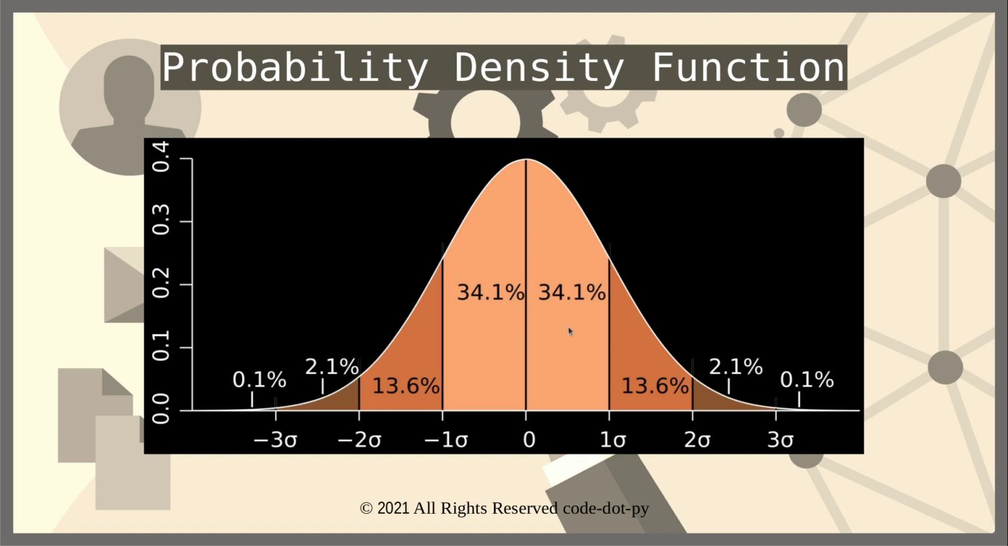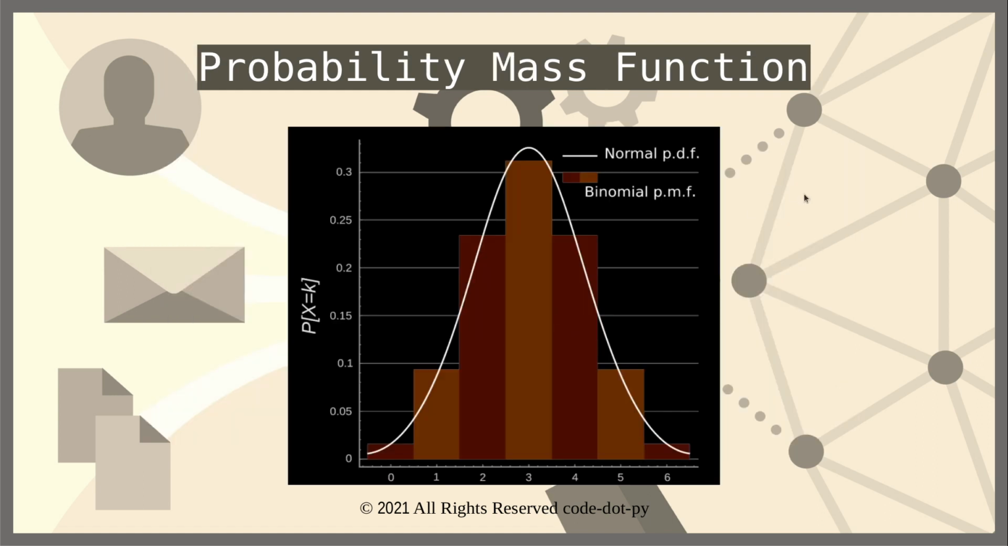When we have a discrete data distribution, the function in that case is called probability mass function. And the idea here is, instead of having continuous values, we'll have discrete values.